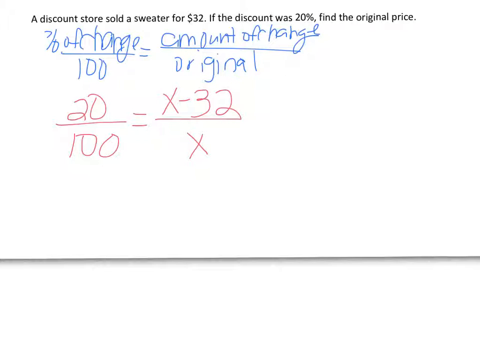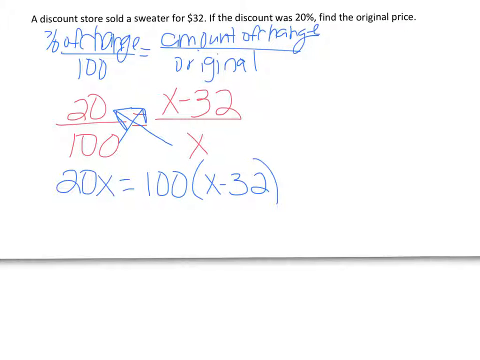Okay? All right. Now if I have a proportion, how do I solve a proportion? Cross products. I'm going to set my cross products equal to each other. I have to take 20x. I'm going to set it equal to 100 times x minus 32. And when I solve this, I have 20x equals 100x minus 3,200. Okay, I have x's on both sides of my equal sign.